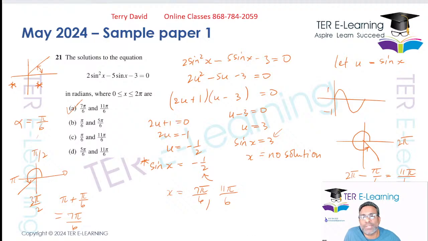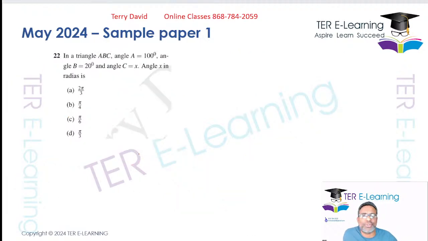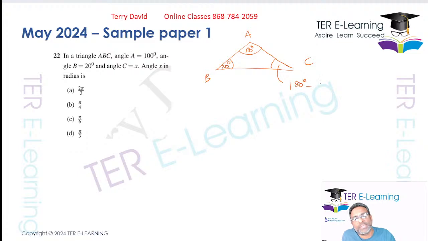So that's 21. Question 22, we have a triangle here. Angle A is 100, so this is 100 degrees here. Let's call that A. Angle B is 20, so let's call this B here and put 20 here. And this one across here is angle C. To work out this angle here, it's going to be 180 minus 100 plus 20. So that's 180 minus 120, which is equal to 60 degrees.